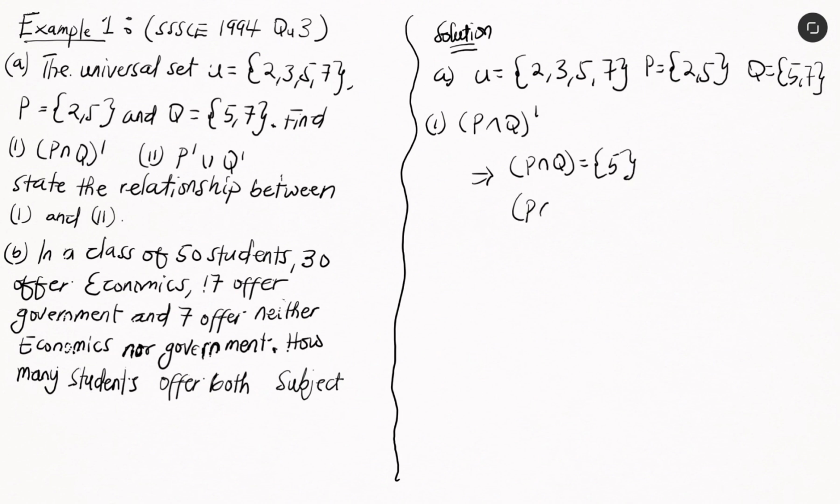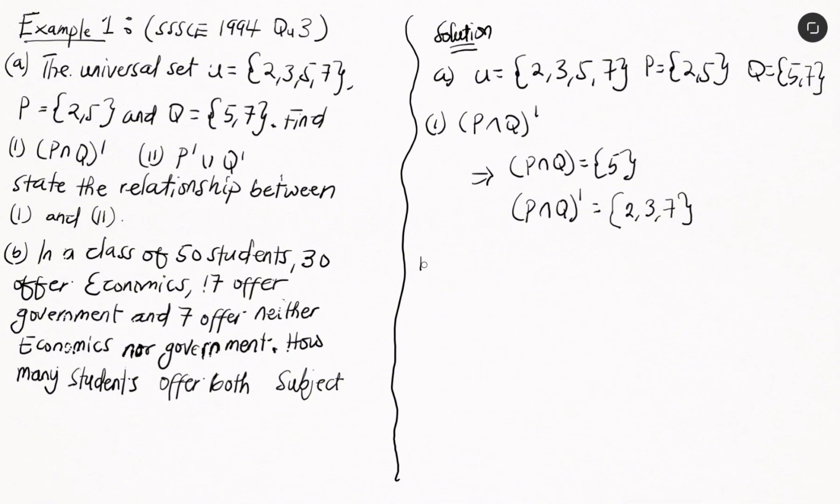Now, P intersection Q prime, as the question demands, becomes any other number apart from 5 from the universal set. It means you compare P intersection Q to the universal set, and then the number that is common, you take it out. The remaining ones become the prime of P intersection Q. So if we look at 5 and the universal set, we realize that we have 2, 3, and 7 as the remaining digits. So we have 2, 3, and 7 as our P intersection Q prime.